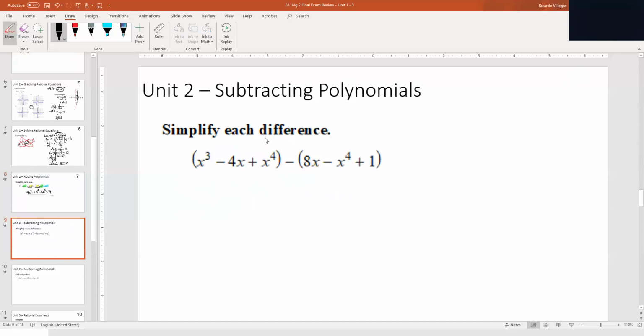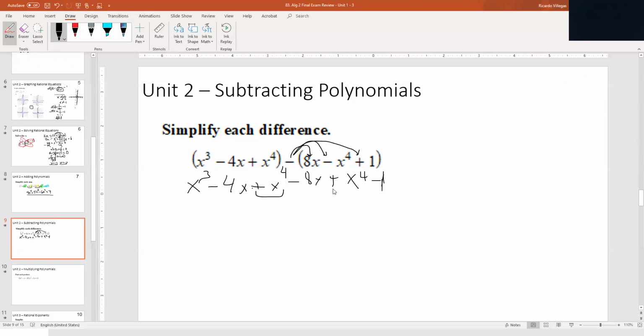Okay. Now in this problem, we are subtracting polynomials. So in order for us to be able to subtract these, you need to always make sure that you distribute the negative to all of the terms inside of the second polynomial. So we get x to the third power minus 4x plus x to the fourth power minus 8x plus x to the fourth power minus 1. Okay, minus 1. And now we combine like terms.